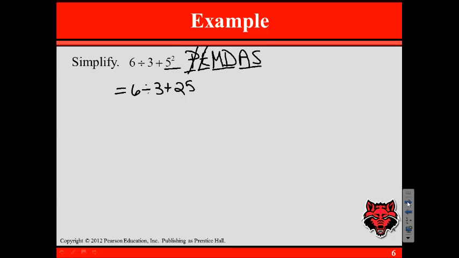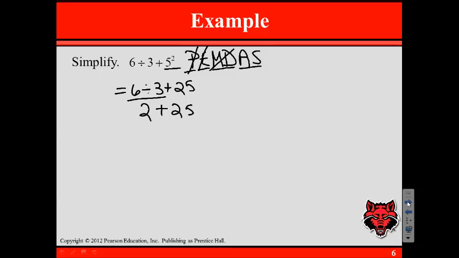Now we look for multiplication or division. And we see we have one instance of division. And that takes place with the 6 divided by 3. 6 divided by 3 is 2. And that's the only operation that has taken place. It's the only thing that changes. So we bring down everything else verbatim. So we have 2 plus 25. We're finished with multiplication and division.